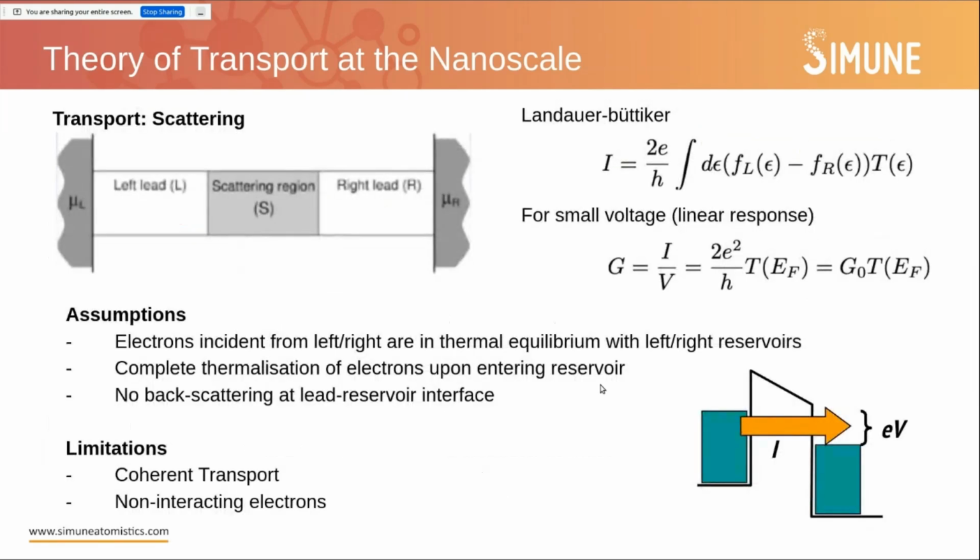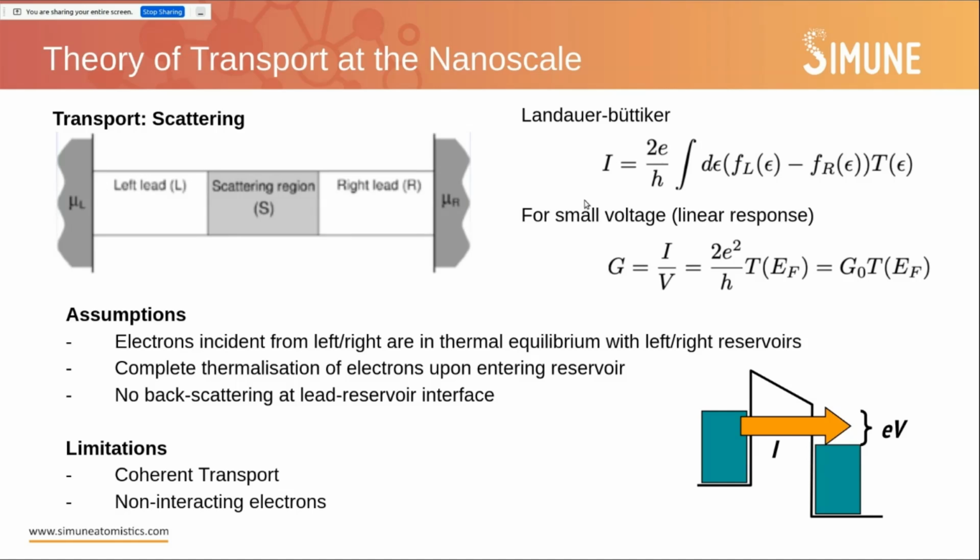So in a TranSIESTA calculation, we consider this kind of device. There is a semi-infinite left lead, which is in contact with a reservoir for electrons, and a right lead, which is also semi-infinite in the right direction, in contact with the right reservoir, and a scattering region in which the two leads are in contact, and there can be some changes in structure, some molecule in the middle between electrodes or whatever. So we assume that electrons incident from the left are in thermal equilibrium with left and right reservoirs. There is complete thermalization of electrons upon entering the reservoir, and there is no backscattering at the lead-reservoir interface.